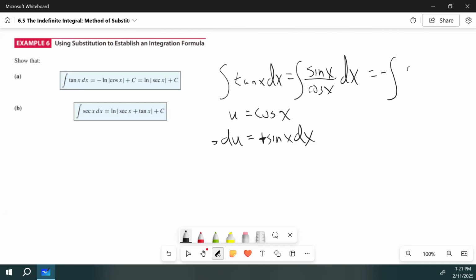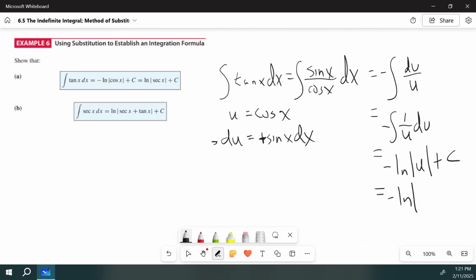negative integral du over u, which you can write as negative integral 1 over u du, which is negative natural log absolute value of u plus c, which is negative natural log, what was u?